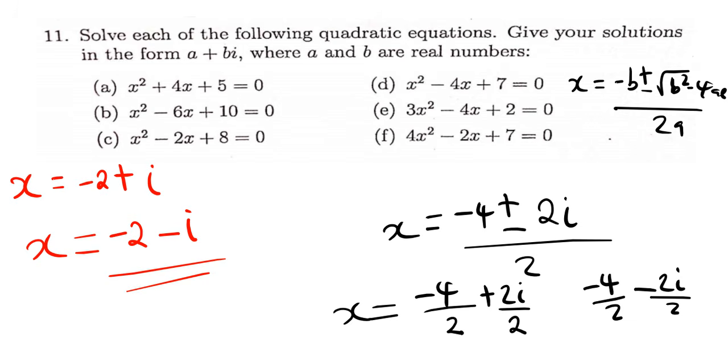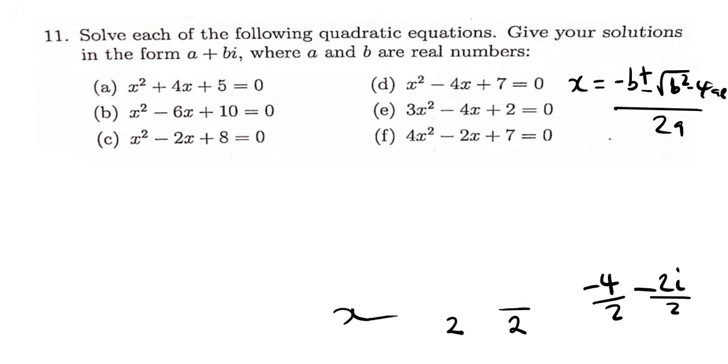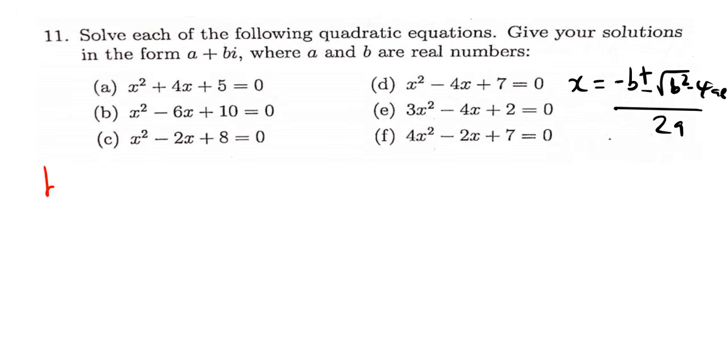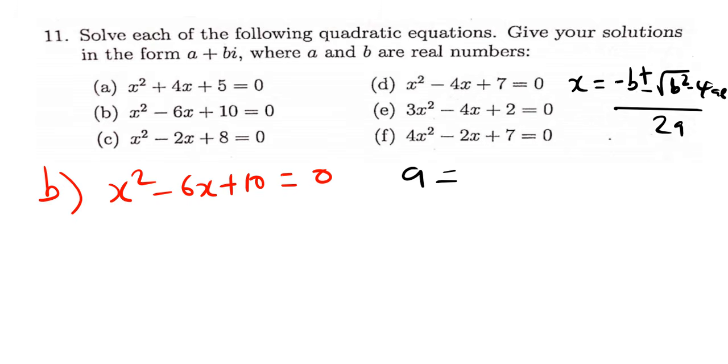So basically I think this is how we are going to solve all of them. So let's just solve B. So for B we are saying x squared minus 6x plus 10 is equal to 0. In this equation, what is A? For B we've got 1, then B we've got negative 6, then C we've got a 10.